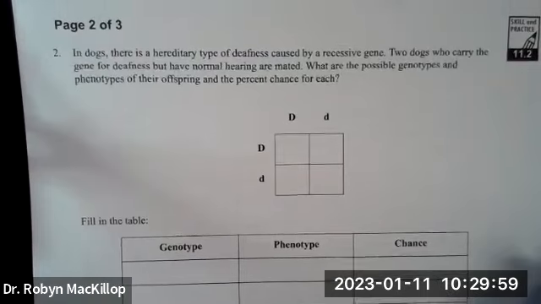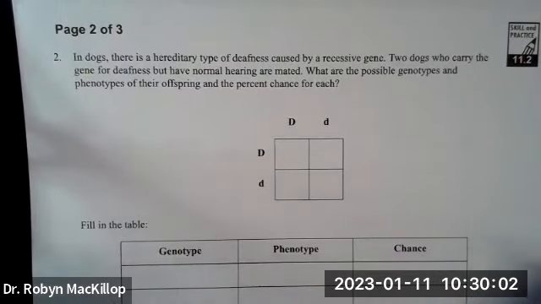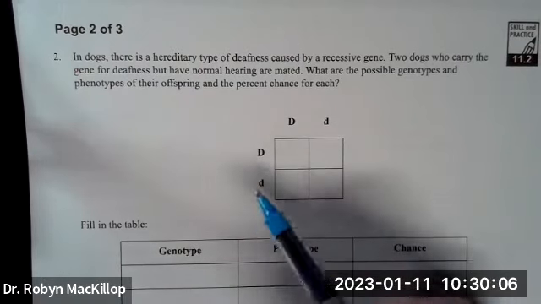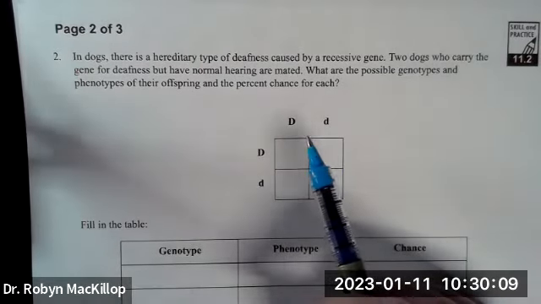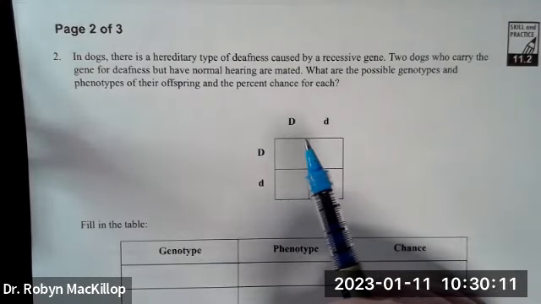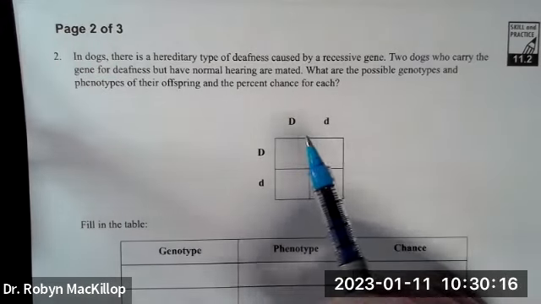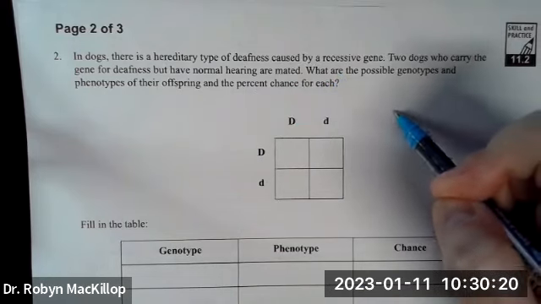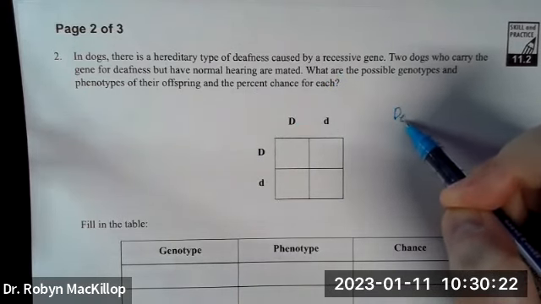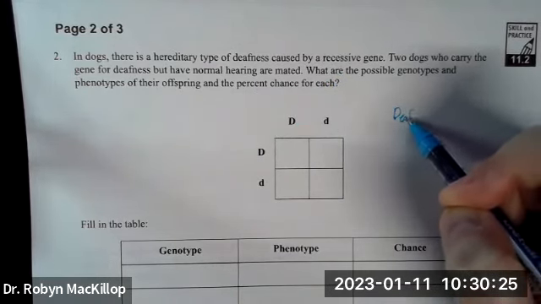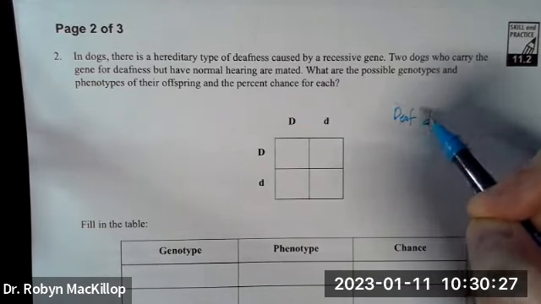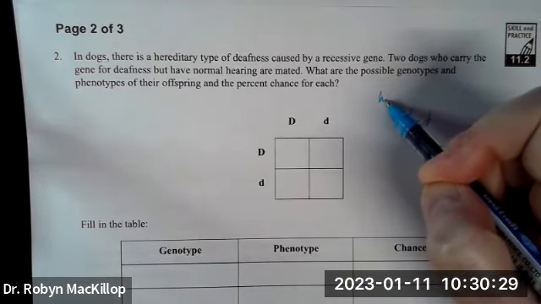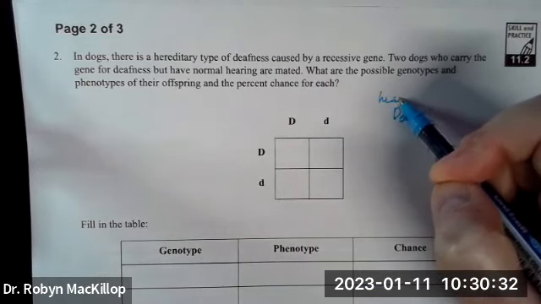All right, let's try this one. In dogs, there's a hereditary type of deafness caused by a recessive gene. 2 dogs who carry the gene for deafness but have normal hearing are mated. So that means deafness is recessive, deaf is small d, and hearing is big D.